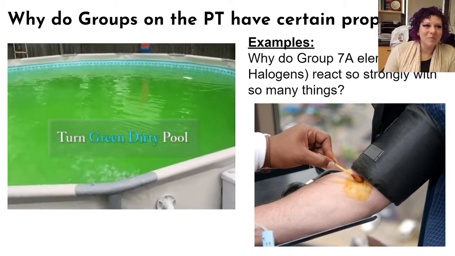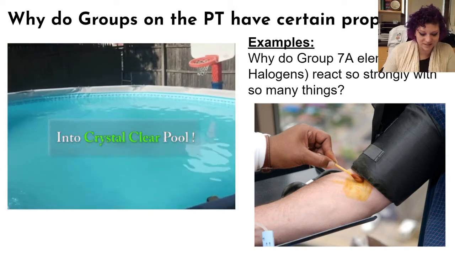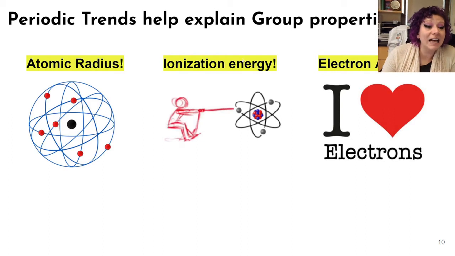So why are these elements so reactive? The periodic trends help us explain these properties. And not only do they help us explain, but they help us predict, right? So if you had a chunk of sodium on you, and you knew that lithium reacted that violently with water, well, you could predict that maybe your chunk of sodium would react that way too. So the three specific periodic trends we will be discussing include atomic radius, ionization energy, and electron affinity.